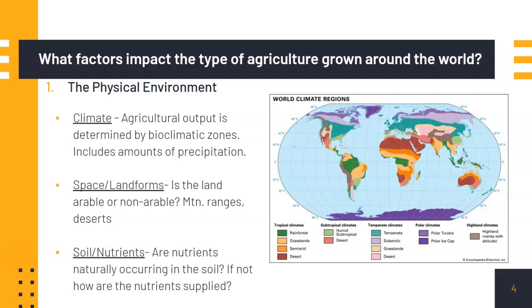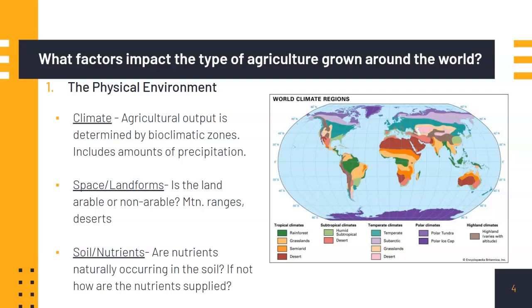First, climate plays a critical role in determining agricultural output. Climate dictates the amount of precipitation, temperature range, and growing seasons in a region. Agricultural activity is often aligned with bioclimatic zones, which are areas of the world defined by their climate and vegetation. For example, tropical climates with high rainfall and warm temperatures support crops like bananas and coffee, while arid climates with limited rainfall are better suited for drought-resistant crops like millet or barley.